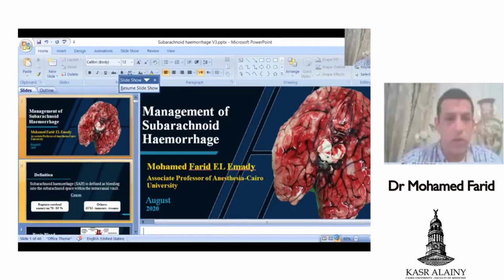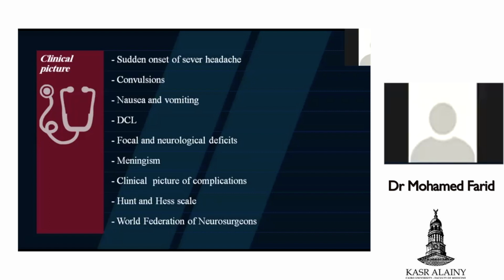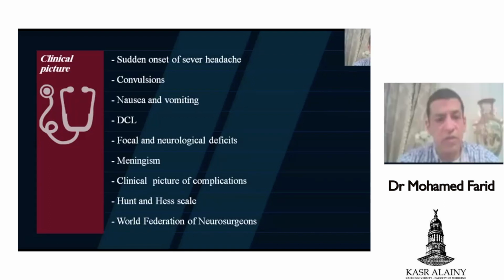Okay. Clinical picture of subarachnoid hemorrhage: sudden onset of severe headache, convulsions, nausea and vomiting, disturbed conscious level, focal neurological deficits, meningism, clinical pictures of complication.